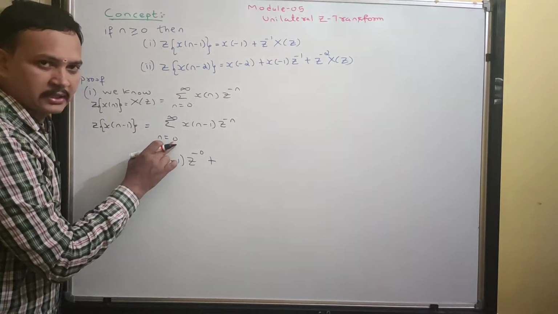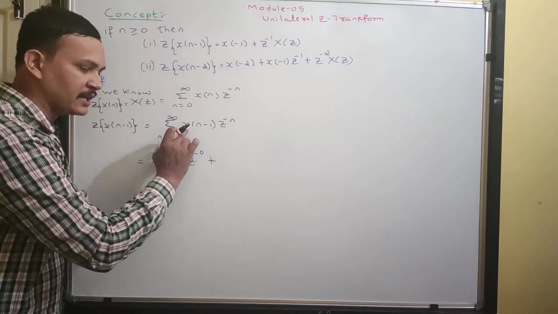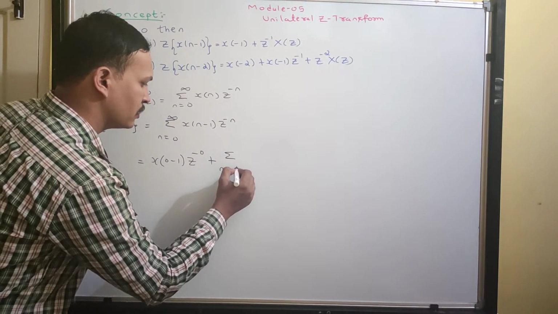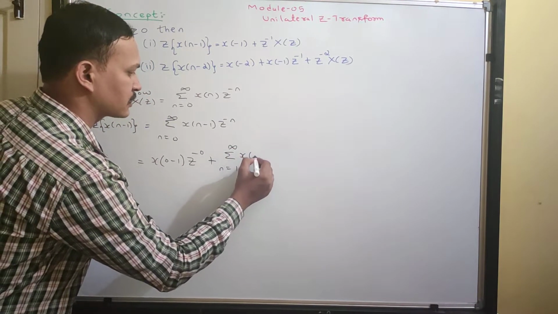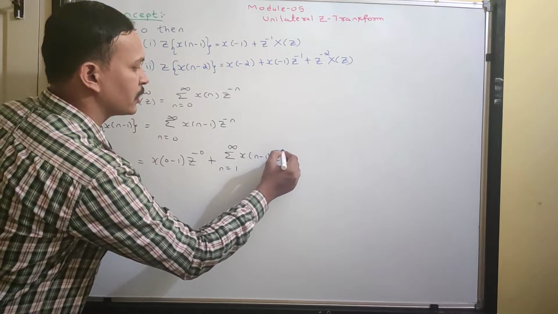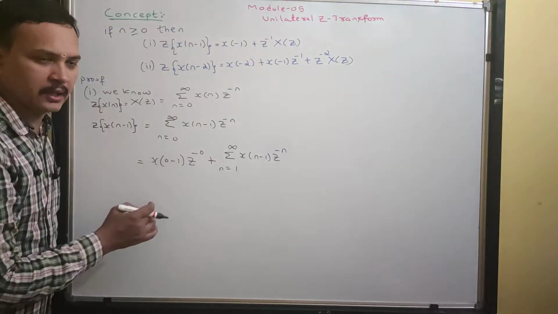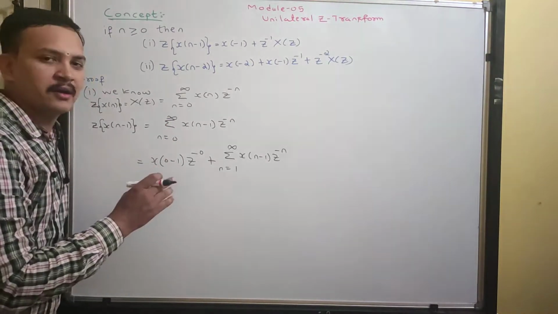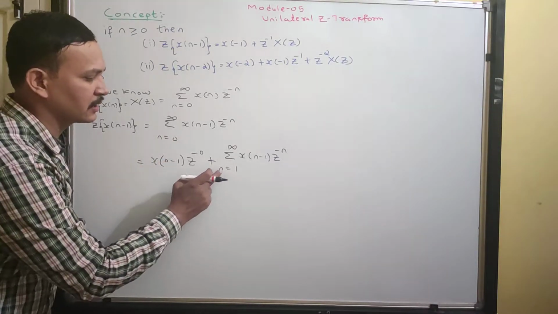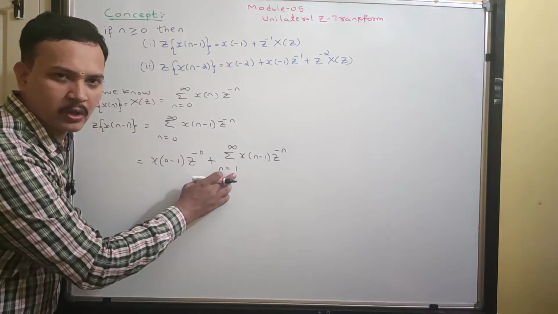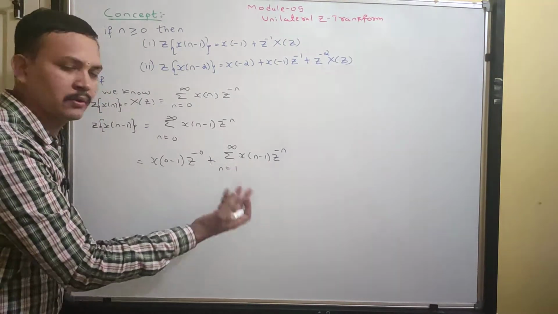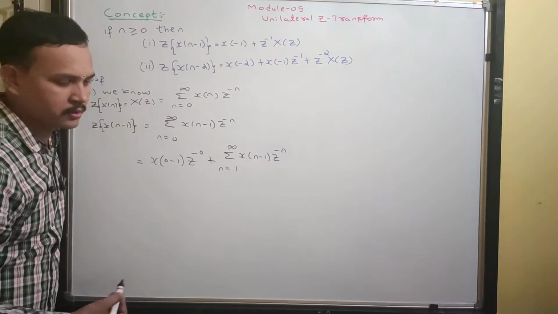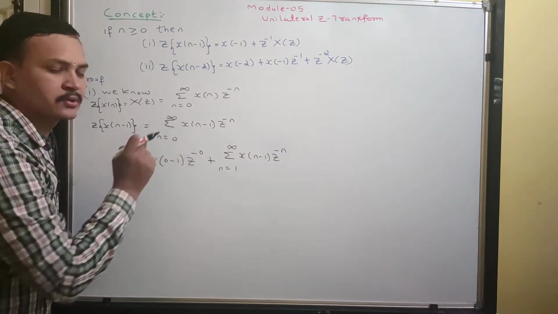Since the limit is 0 to infinity, for 0 I substituted, and for 1 I won't substitute. I will write the remaining terms: n equals 1 to infinity x of n minus 1 into z power minus n. The overall limits are 0 to infinity, and I expanded only for 0. The rest I wrote as it is. If I expand for 1, you would get x of 0. So don't write for n number of substitutions. Substitute only for n equals 0.